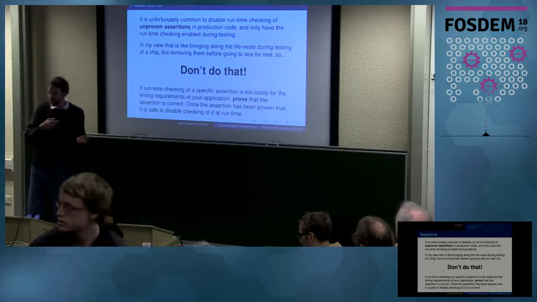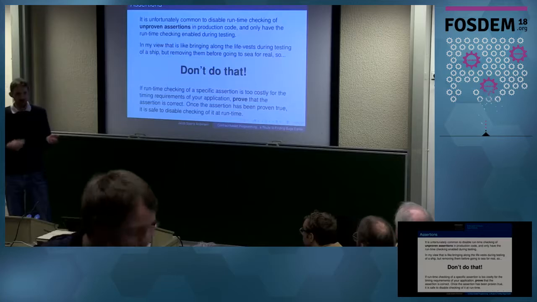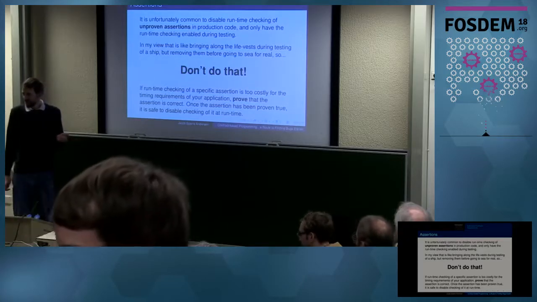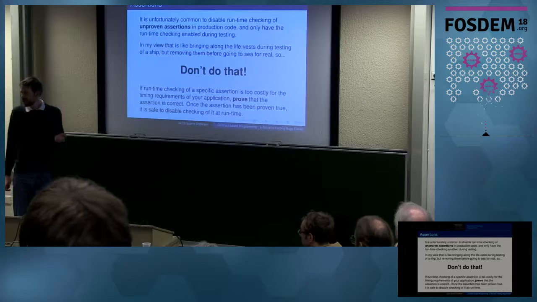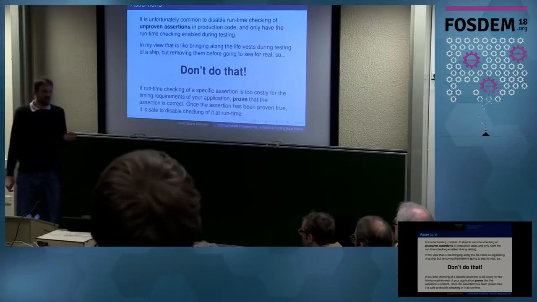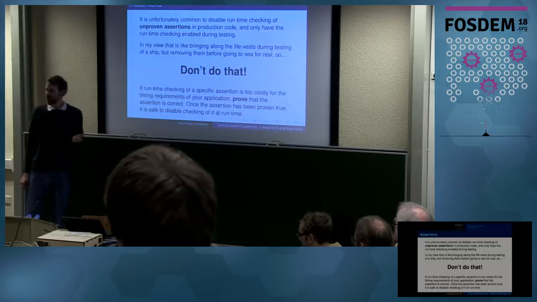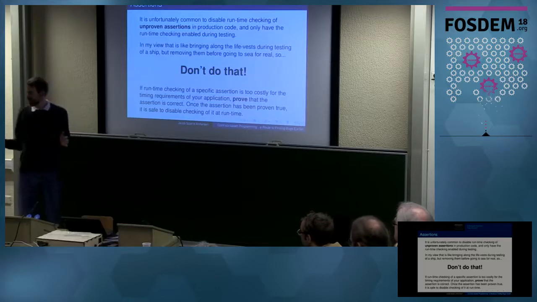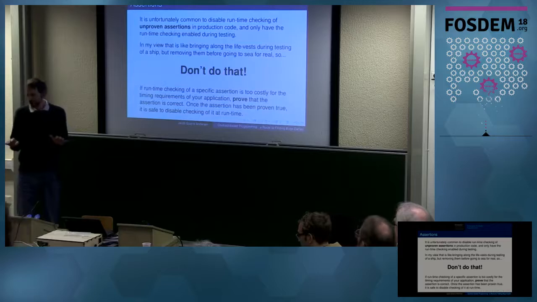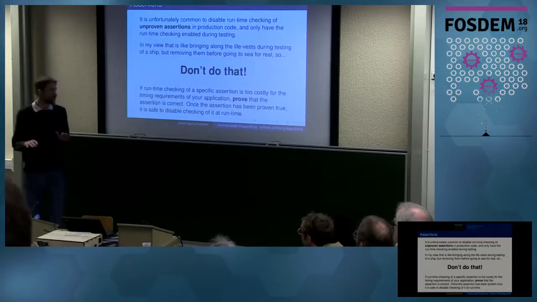My previous software development project, I was working on warehouse control and management. And if you have a 27 meter tall crane just running amok, you don't want that. You want it to stop safely if it's not in the state that you expect it to be in. So no, don't disable assertions just because you're putting code in production.